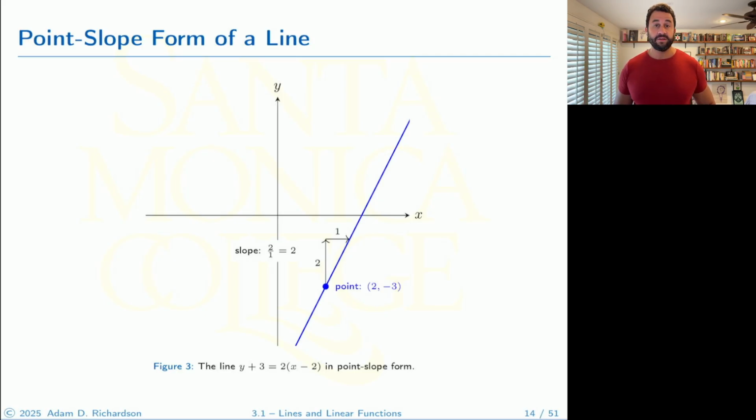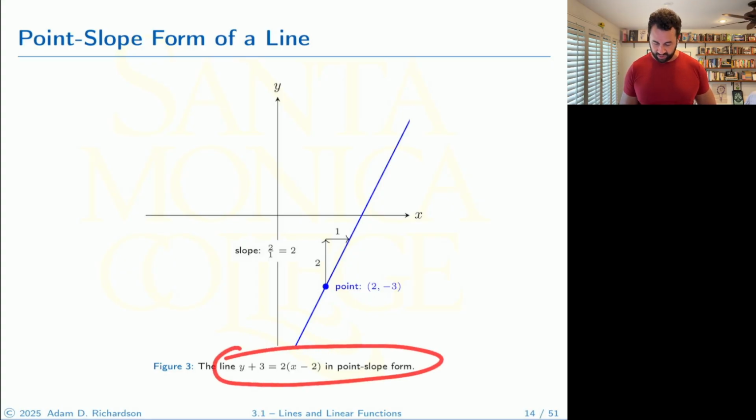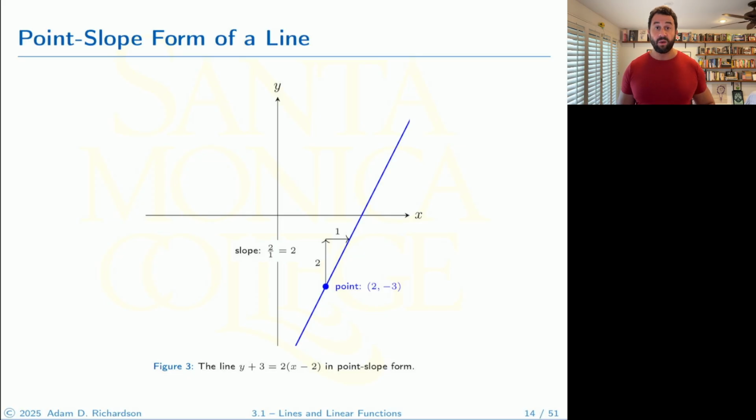Here's an example. This is what I had shown on the previous slides. Here's that point 2, -3. We can count up and go over 1, and that'll be another point on the line, and then we have the full line, just like that. So this is that line written in point slope form. And once again, this is a valid form of a line. You're done. You can write in that form and stop.